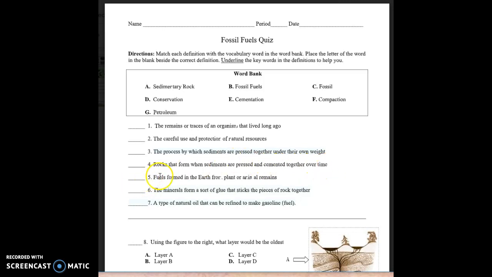Number 5. Fuels formed in the earth from plant or animal remains. Number 6. The minerals form a sort of glue that sticks the pieces of rock together. Number 7. A type of natural oil that can be refined to make gasoline fuel.